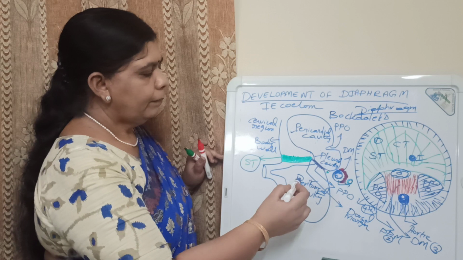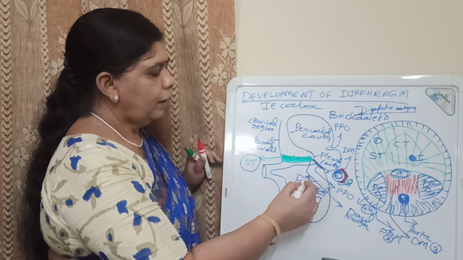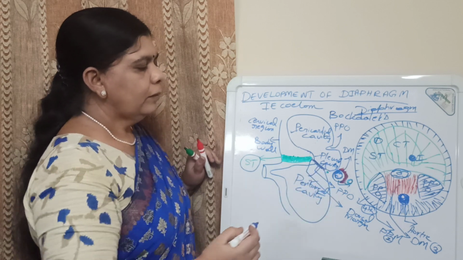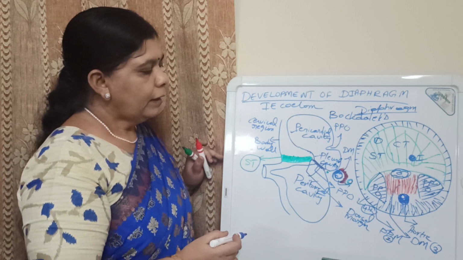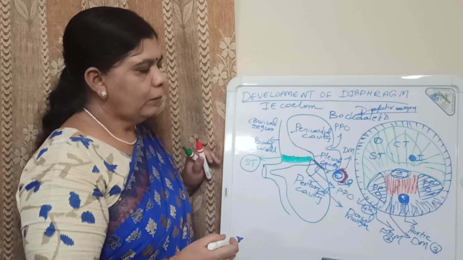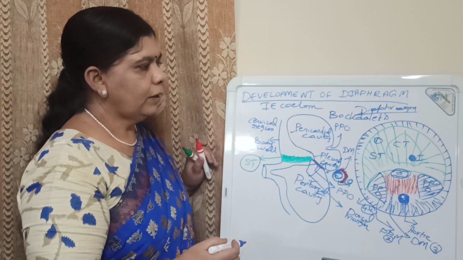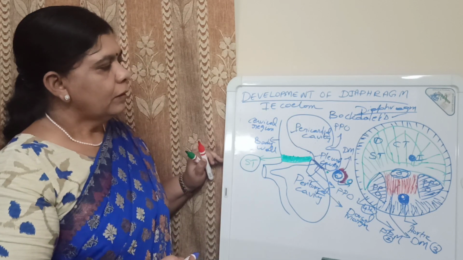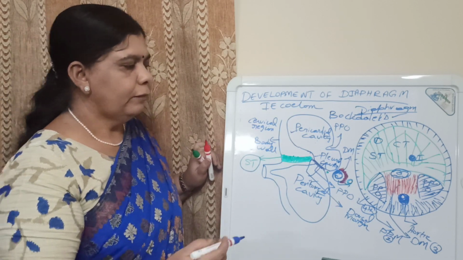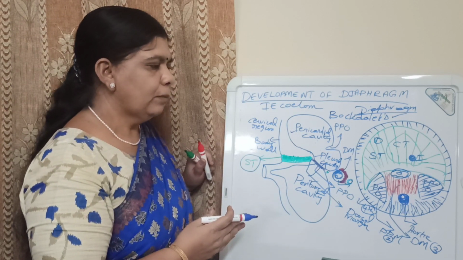What will be happening? The abdominal organs may enter the pleural cavity, forming a herniation into the thorax. Abdominal organs may herniate into the thorax. So that's Bochdalek's hernia. That is how the pleuroperitoneal membrane formation is very much important.